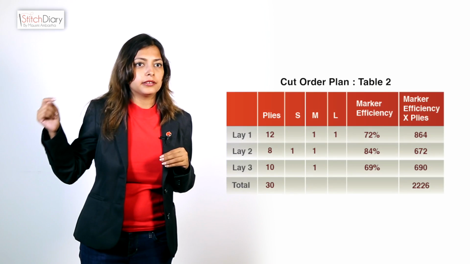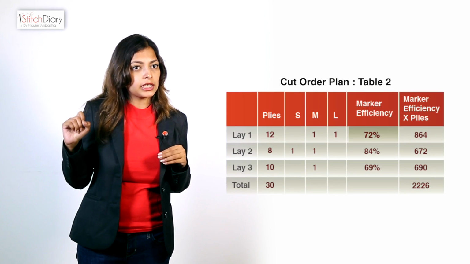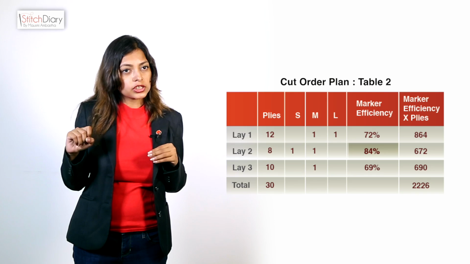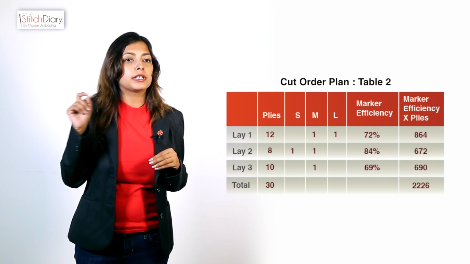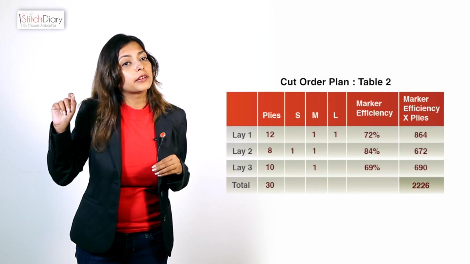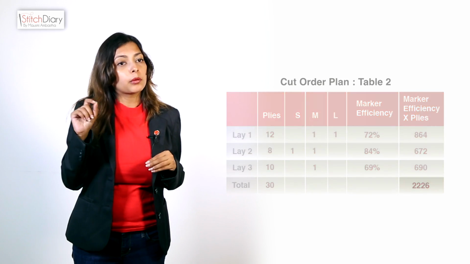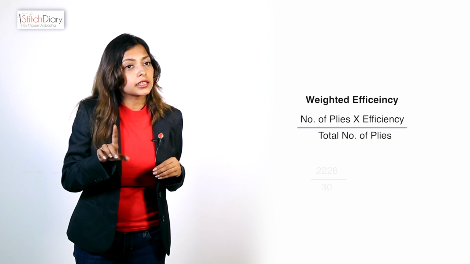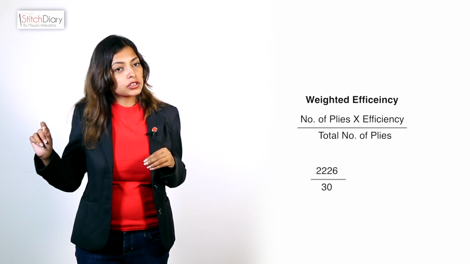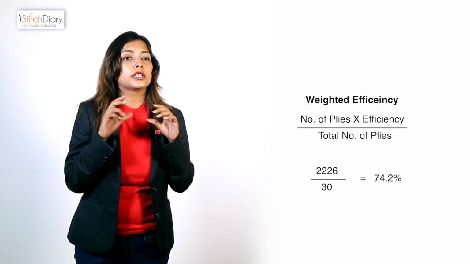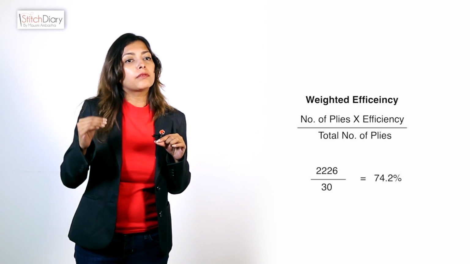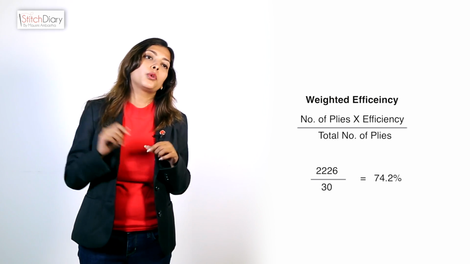So in this example here, lay 1 has 72% efficiency, lay 2 has 84% efficiency, and lay 3 has 69% efficiency. When we multiply these with the plies, we get a number of 2226. When we divide it by the number of plies in this cut plan, which is 30, we get a weighted marker efficiency of 74.2%, which gives us a very good understanding for this cut plan that its overall average weighted marker efficiency is 74.2%.